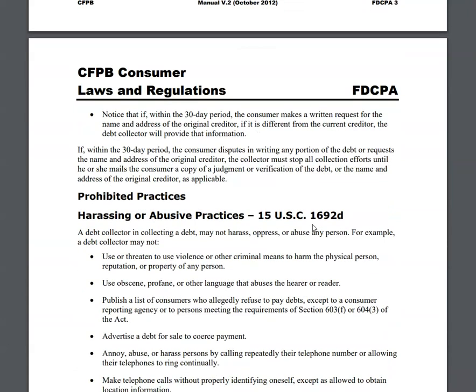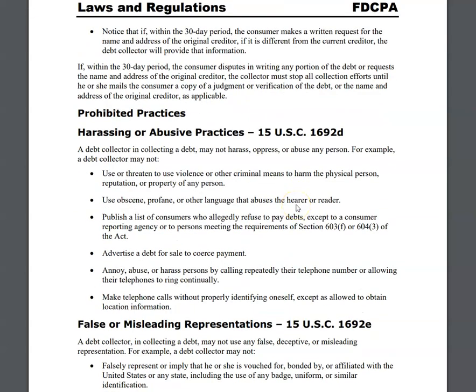So we got next. Notice that within a 30-day period, the consumer makes a written request for the name and address of the original creditor. If it is different than the current creditor, the debt collector will provide that information. If within the 30-day period, the consumer disputes any portion of the debt or requests the name and address of the original creditor, the collector must stop all collection efforts until he or she has mailed the consumer a copy of a judgment or verification of debt, or the name and address of the original creditor, as applicable. In practice, they'll do 90 days. They don't have it stated on here, but in practice, they will do 90 days.